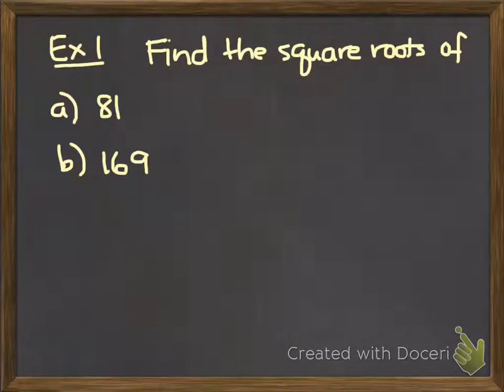Okay, so it wants both the positive and negative square roots of 81. Square root is to find a number that multiplied to itself equals 81. So what times what equals 81? That's the same number. So the answer for that is 9 and also negative 9. And that's because 9 times 9 is 81 and negative 9 times negative 9 is also 81.